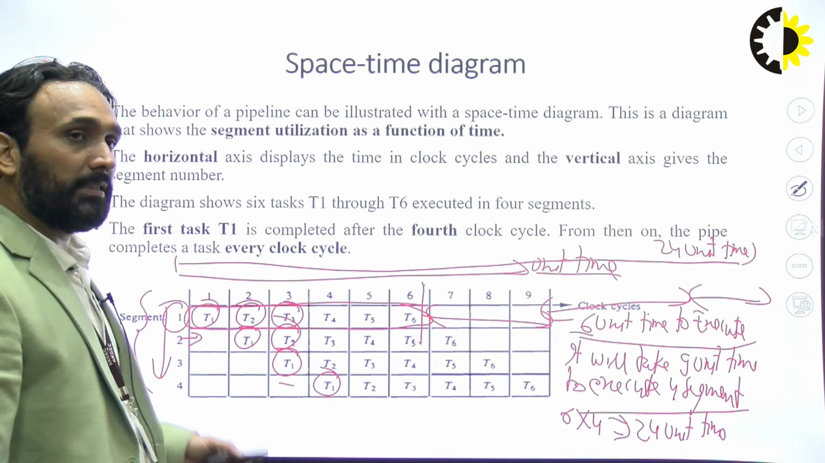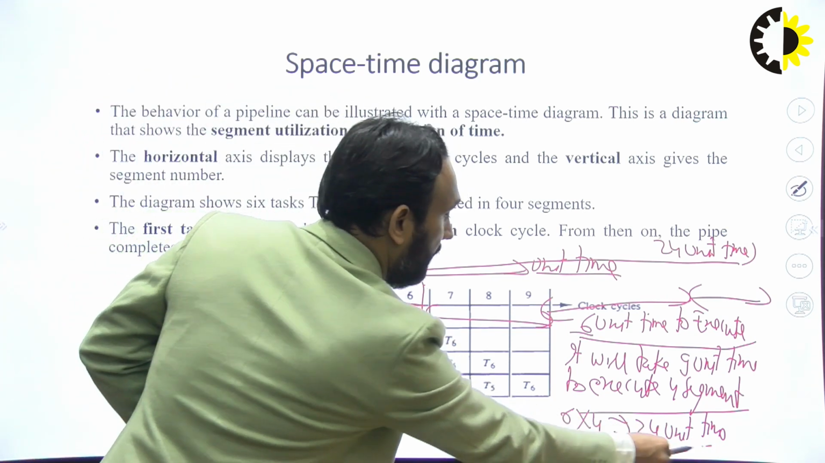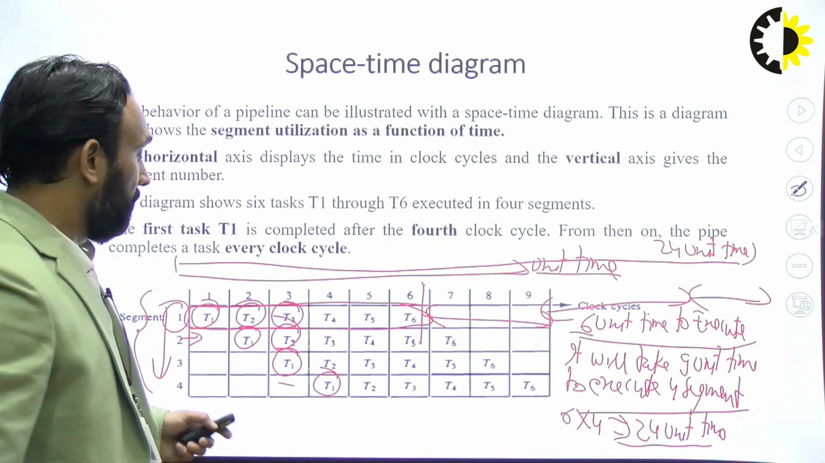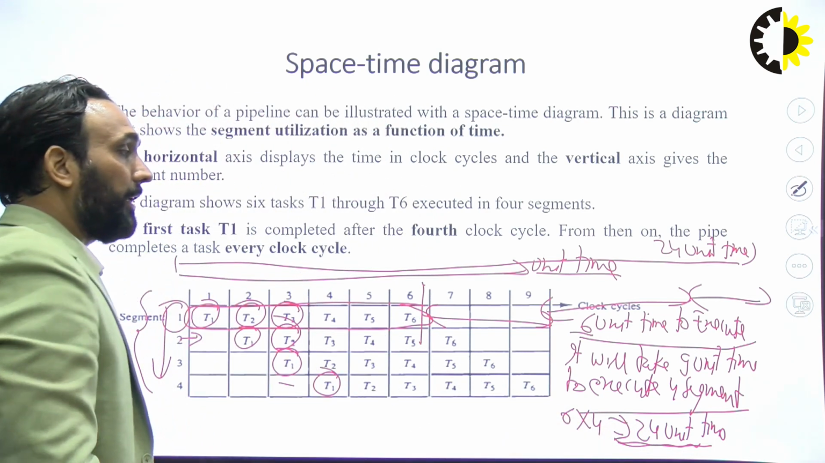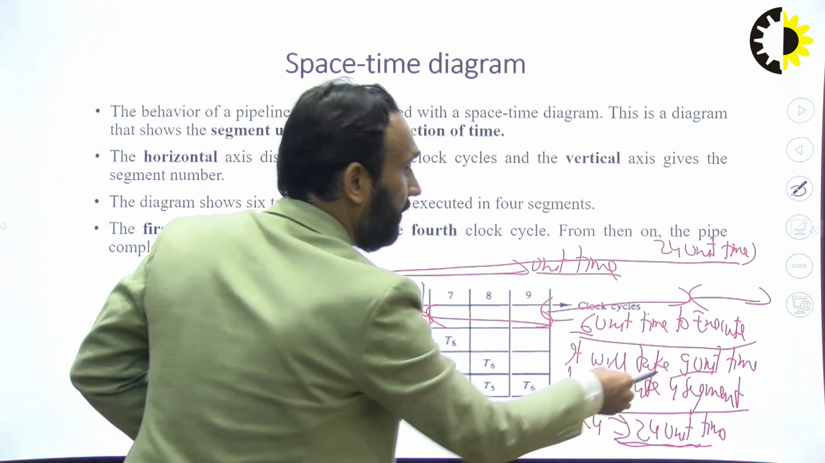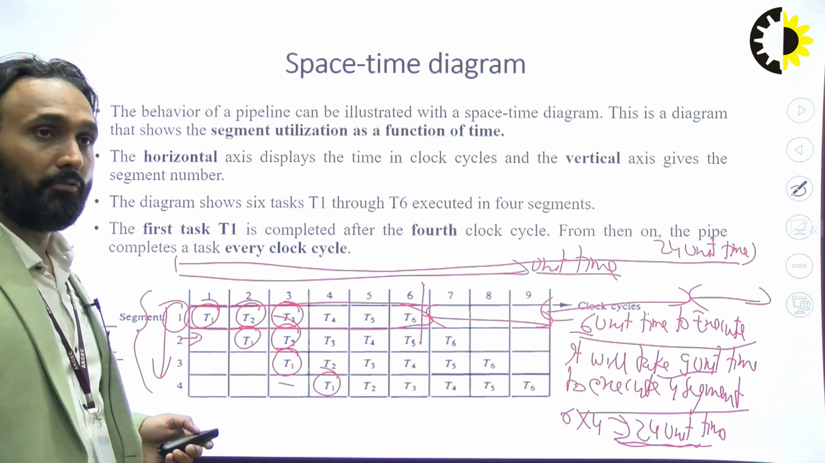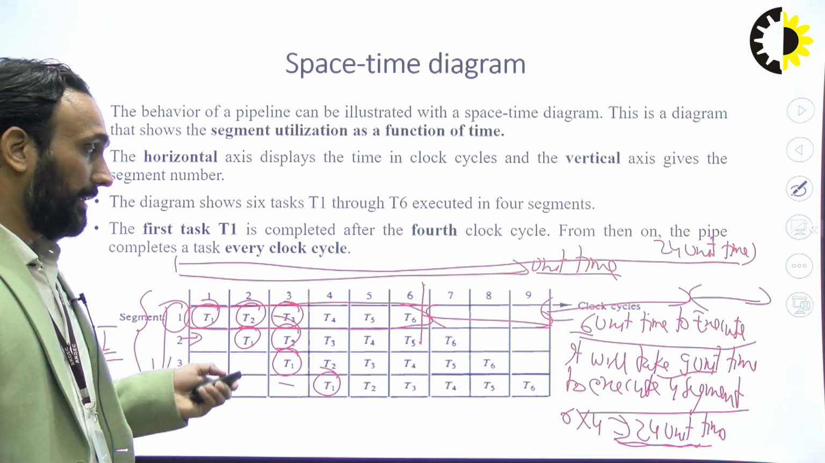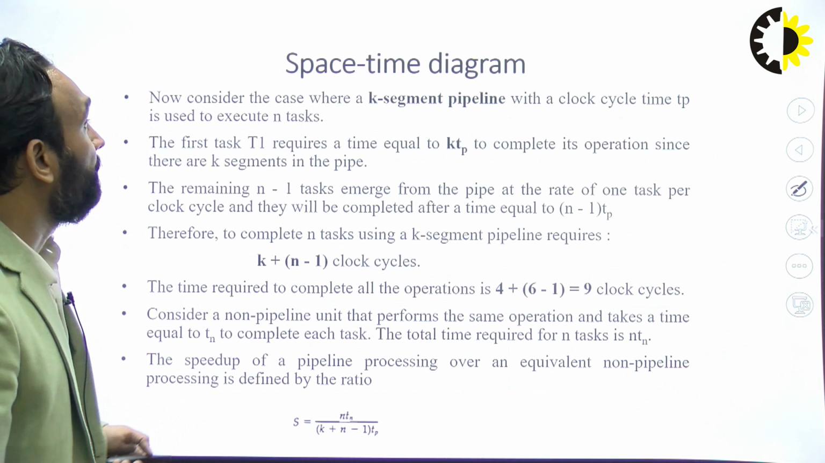So hopefully you understand the advantage of pipelining. Sorry, in sequential it will execute in 24 unit time, but in parallel processing it will execute in 9 unit time. Now we will take some formulas that are required during the execution of such calculations, like the time space diagram and other parameters.